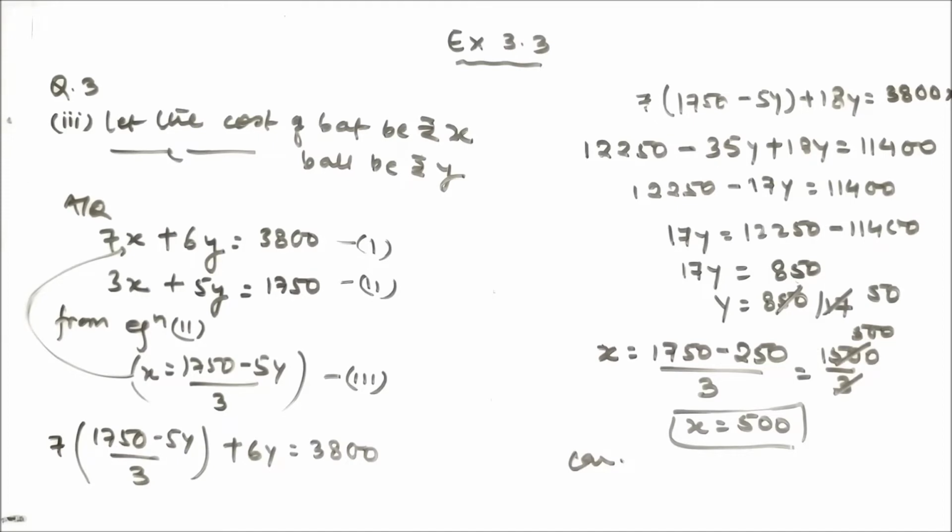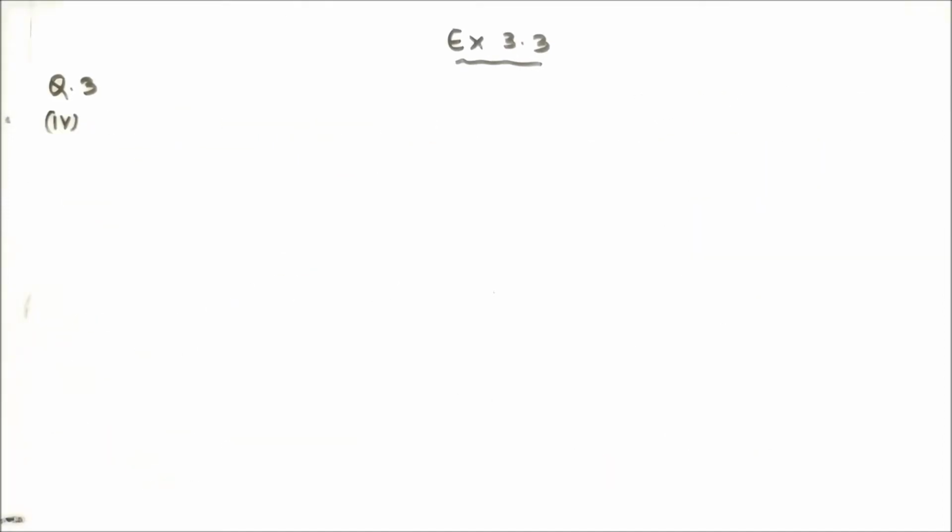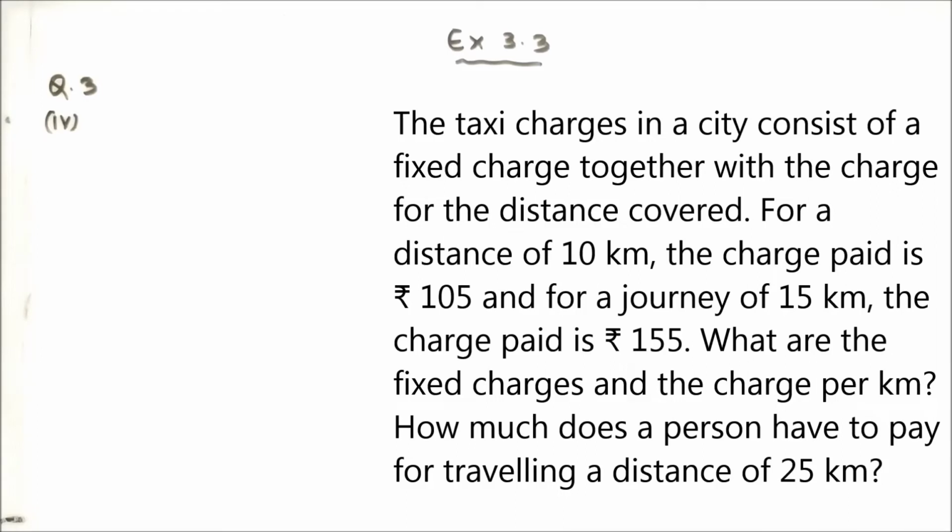Okay, let us move to the fourth part. The question is: the taxi charges in a city consist of a fixed charge together with the charge for distance covered. For a distance of 10 km, the charge paid is rupees 105, and for a journey of 15 km, the charge is 155. What are the fixed charges and the charge per kilometer? How much does a person have to pay for traveling a distance of 25 km?